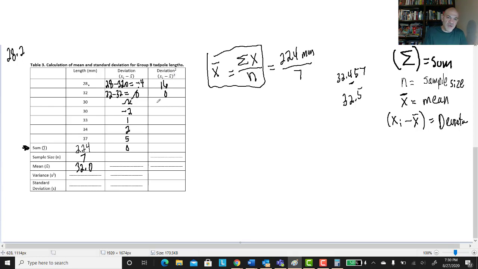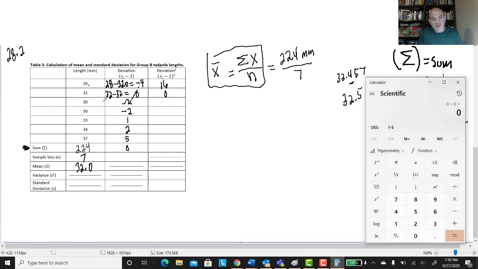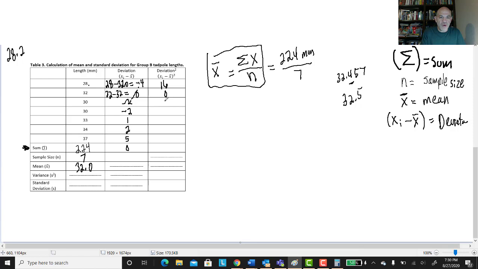So this 0 squared is 0, negative 2 squared. Again, if you have your calculator and you have decimals here, you're going to do the calculation of deviation, and then immediately square it, so you don't have to retype the number in. It makes this run a lot faster. Negative 2 times negative 2 gives me positive 4. This is positive 4. This is positive 4. 1 times 1 is 1. This is 4. This is 5. And down here, we're going to need to sum that.